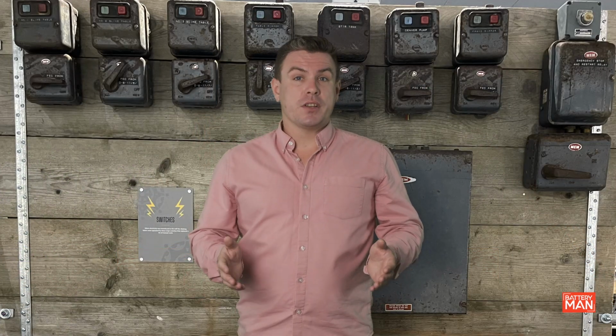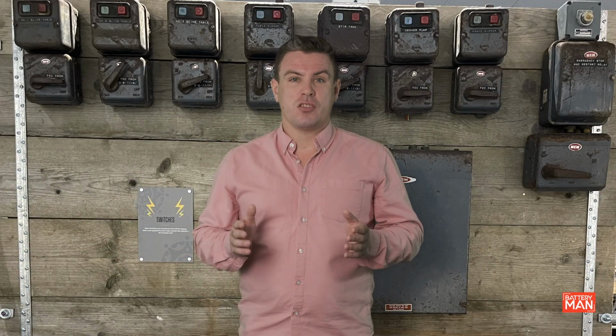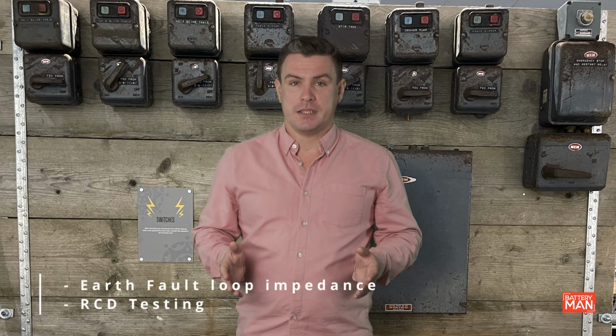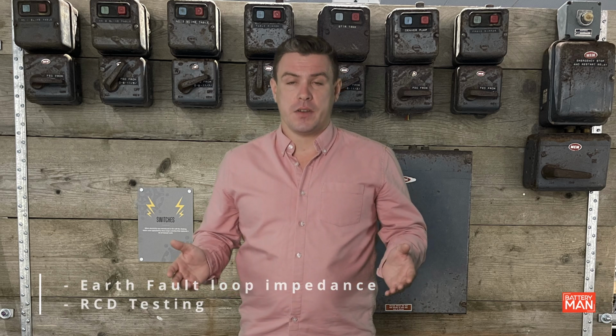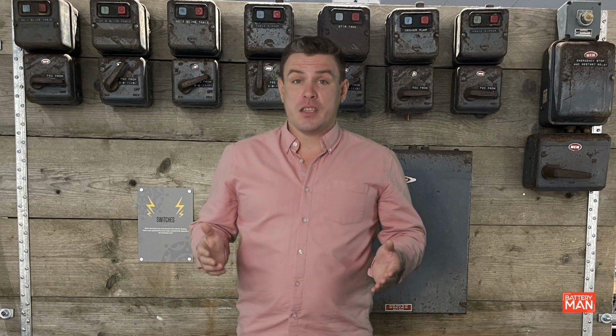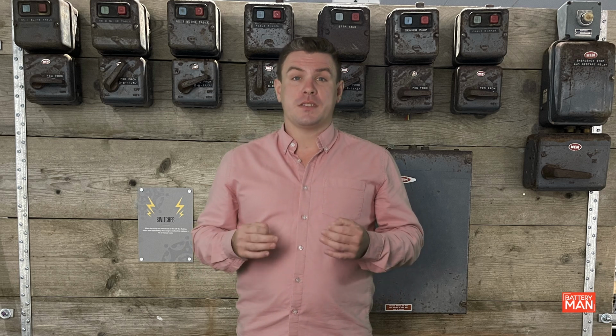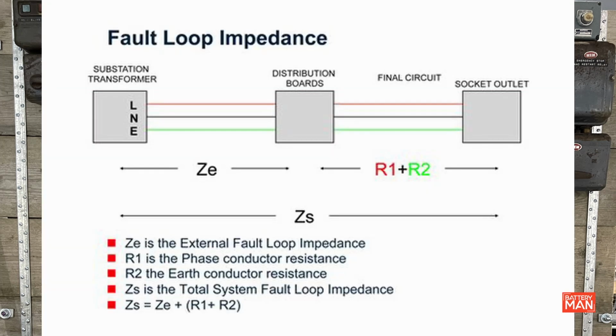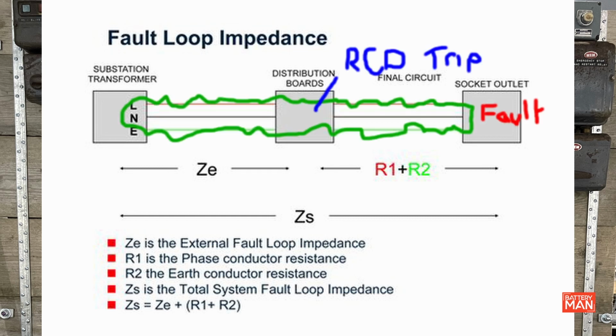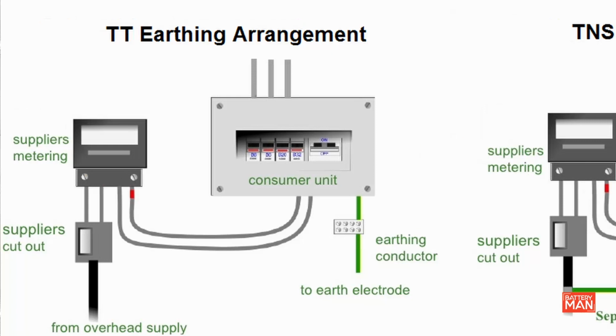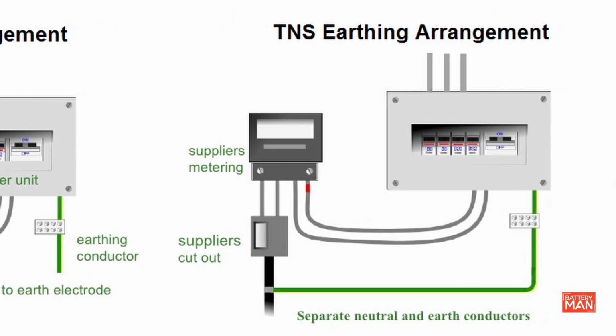This week we discovered some more tests, such as an earth fault loop impedance test and testing of RCDs. Testing the earth fault loop impedance gives us a value that we call Ze and Zs. Its job is to ensure that the property has a suitable path to earth. Why? So we can be sure that the protective device operates if it needs to, in the time that it needs to. We'll be looking at a TN-C-S system.